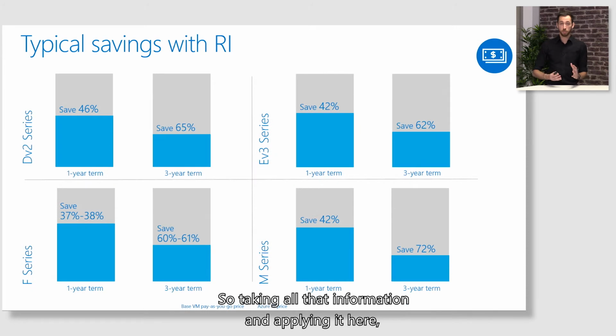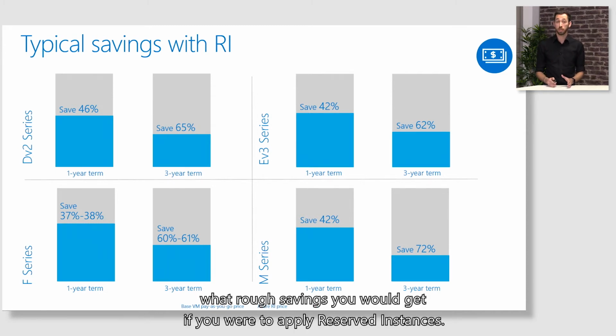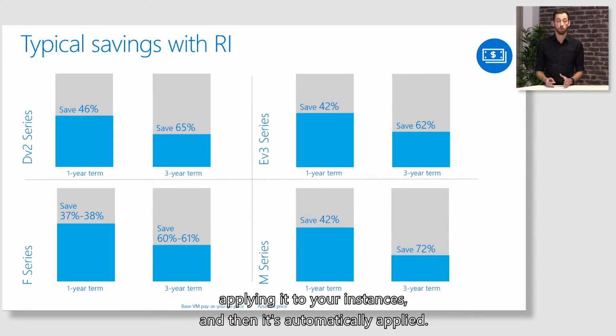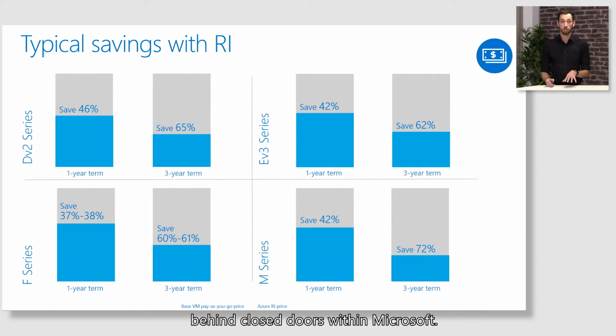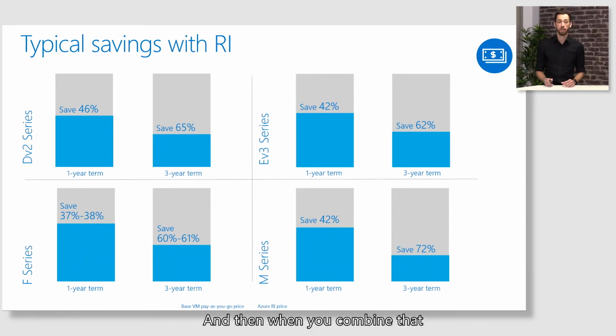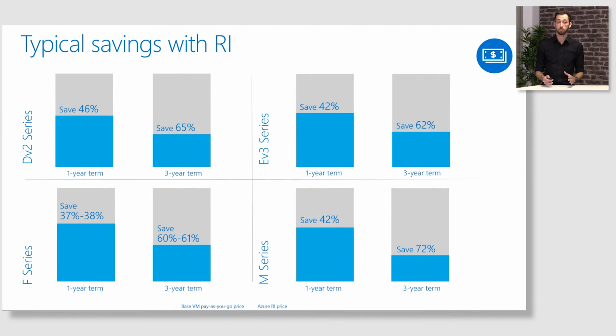Taking all that information and applying it here, we can see the D series, D, E, M, and F. We've got a breakdown of the rough savings you would get if you were to apply reserved instances. Again, this is simply going into the portal, applying it to your instances, and then it's automatically applied. You don't have to do anything. It's all done as a management aspect behind closed doors within Microsoft, which is really handy for our customers. So up to, I think, about 65% saving there with an RI. And when you combine that with hybrid use benefit as well, you're starting to get a really compelling saving.